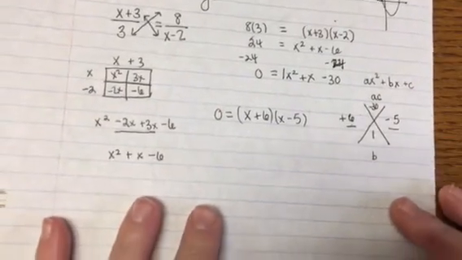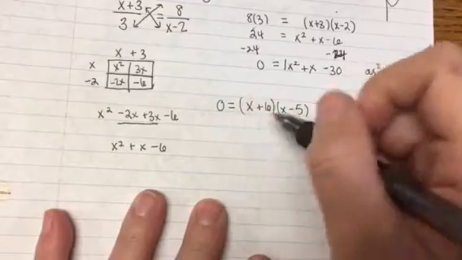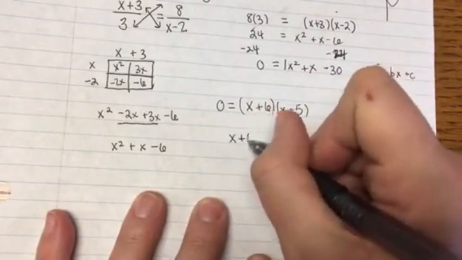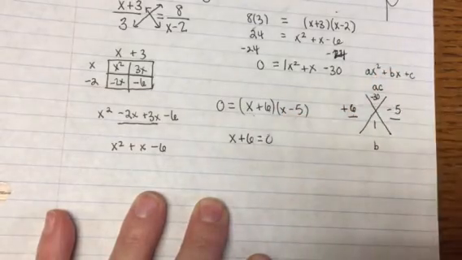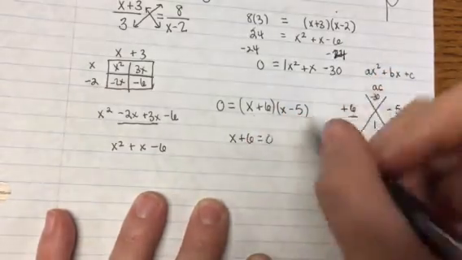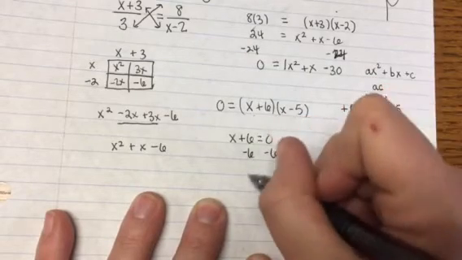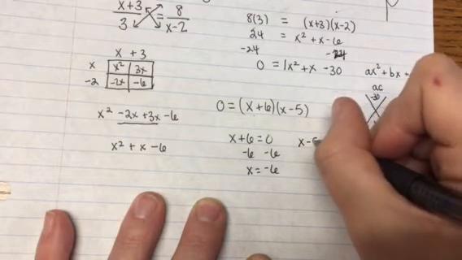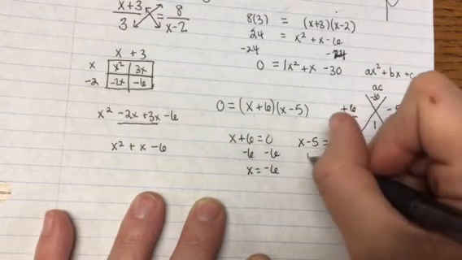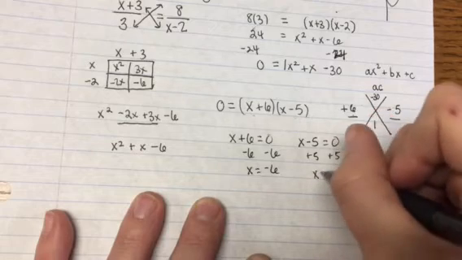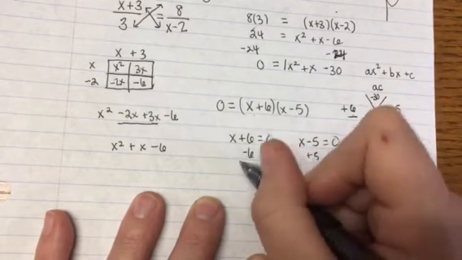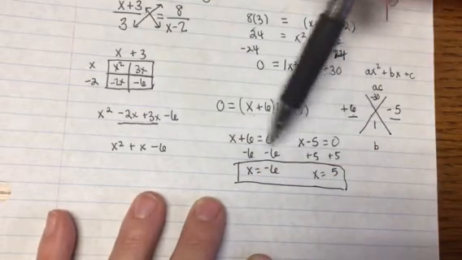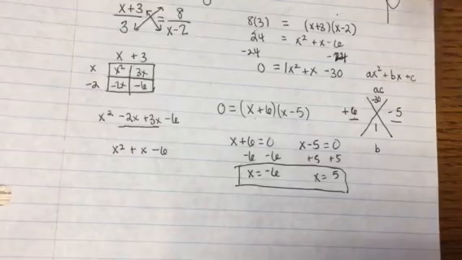So now I can use the zero product property to say that if the product of these two binomials equals 0, I can set each binomial equal to 0 to find the zeros of the quadratic. So x plus 6 equals 0, subtract 6 from both sides, x equals negative 6. Then we'll do the same with x minus 5. X minus 5 equals 0, add 5 to both sides, x equals positive 5. So the two solutions that would satisfy this equation are x equals negative 6 and x equals positive 5.